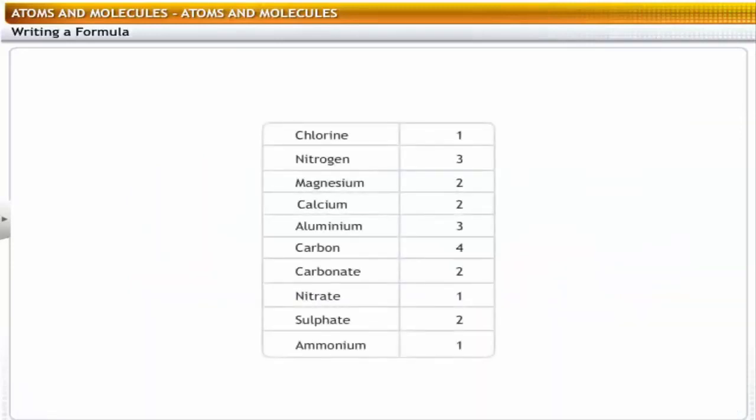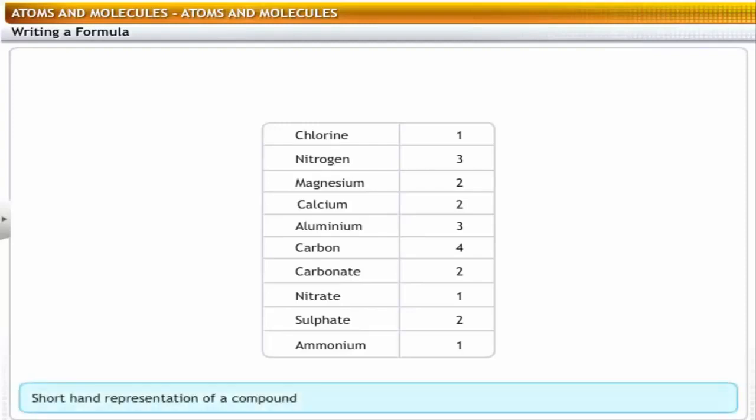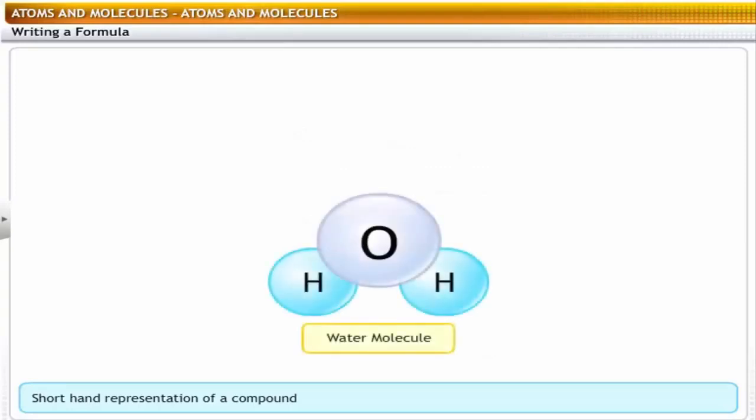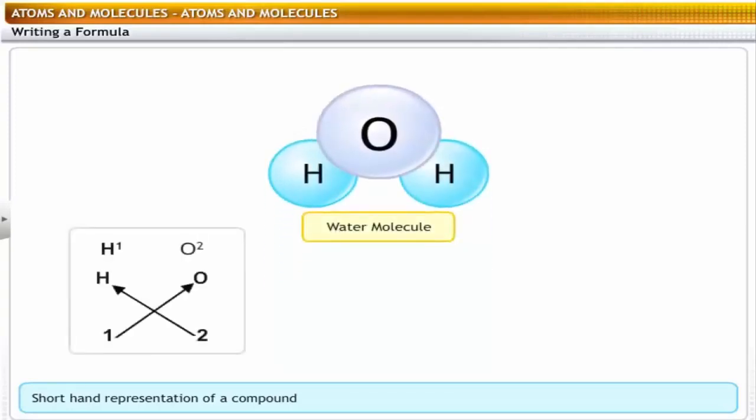The knowledge of valency helps to write the formulae of compounds. A formula is the shorthand representation of a compound. For example, consider a water molecule. It has hydrogen and oxygen. The symbol of hydrogen is H and oxygen is O, and its formula is H2O.